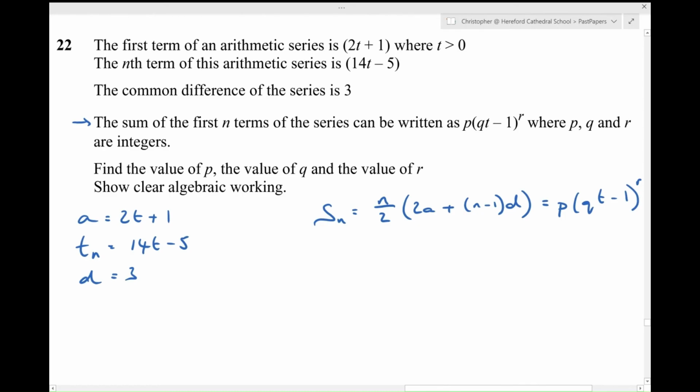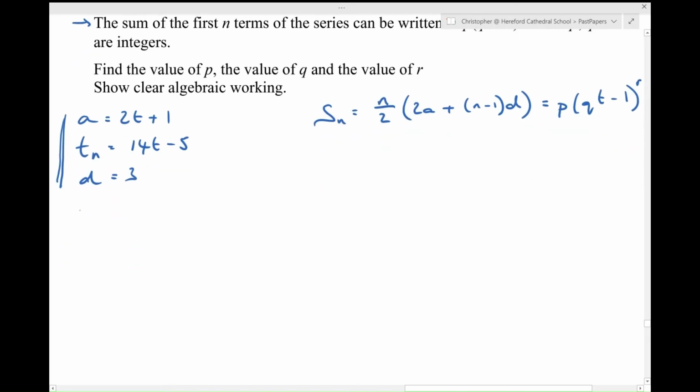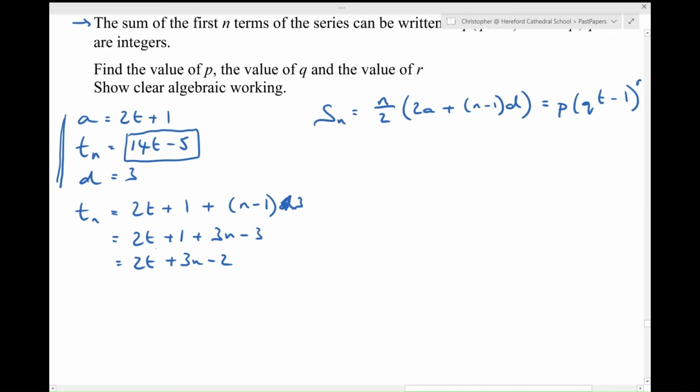Okay, let's see what we can do with this. Looking on the left-hand side here at this information, I've got an expression for the nth term. But I also know that the nth term can be written as the first term plus n minus 1 differences. And of course, the difference is 3. So I can simplify that to 2t plus 1 plus 3n minus 3, which I can again simplify to 2t plus 3n minus 2.